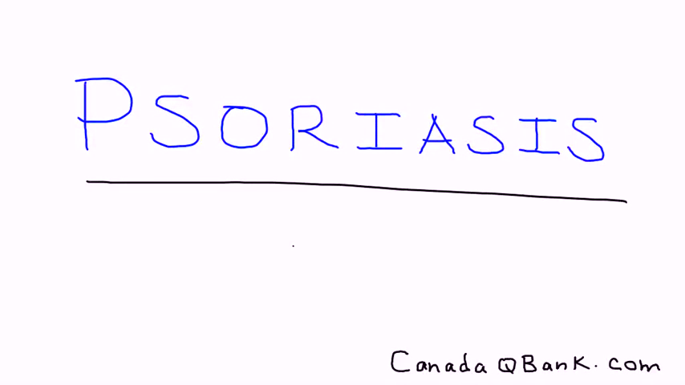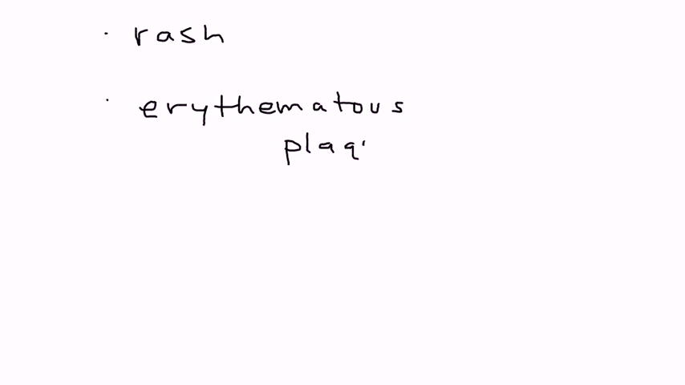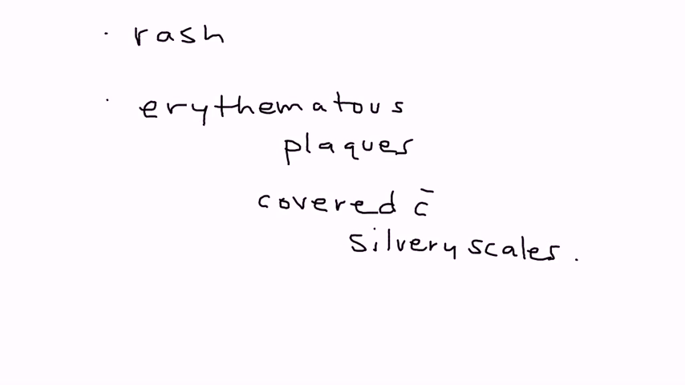Psoriasis is what I'll discuss. And psoriasis, of course, is a rash, and it's most commonly described and appears as erythematous or red plaques that are covered with very characteristic silvery scales. And this is a very classic description of psoriasis. Now, I wanted to talk a little bit about the pathophysiology of what's actually happening.